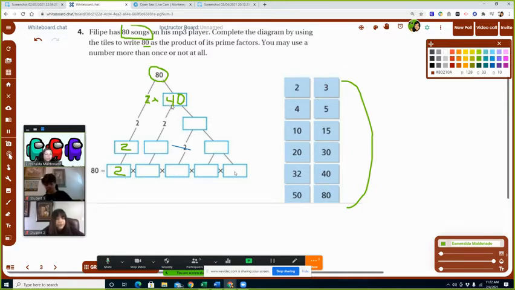But 40, is 40 a prime or a composite? Remember, a composite number has more than two factors. Is 40 a composite number, Vanessa? Yes. Okay, so that means that I can break it apart. They already gave us a 2. So 2 and what number equals 40?